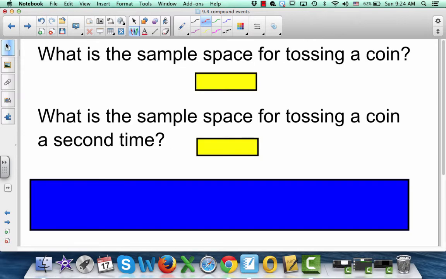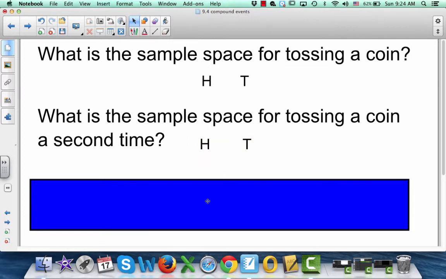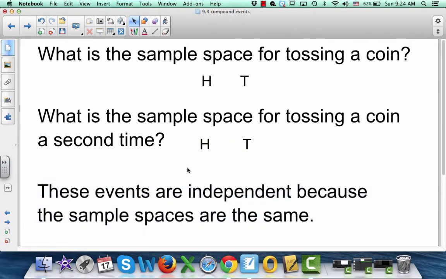What is the sample space for tossing a coin? You know that. It's heads or tails. What is the sample space for tossing a coin the second time? Well, it's the same thing. It's heads or tails. This is known as an independent event because the sample spaces are the same for each one of them. Let me repeat it. When the sample spaces are the same for each event, those events are known as independent.